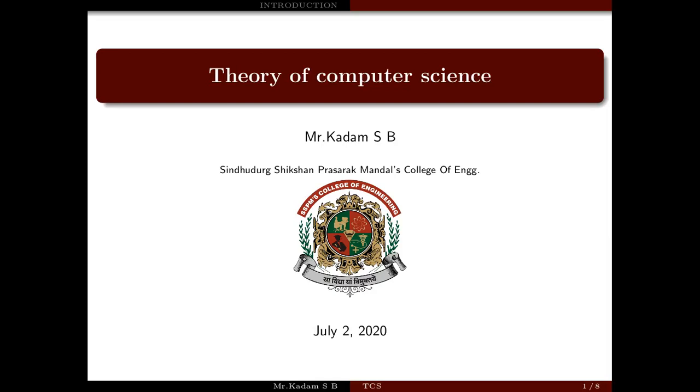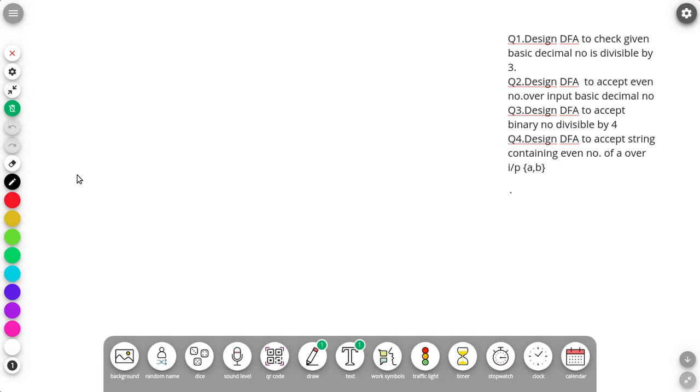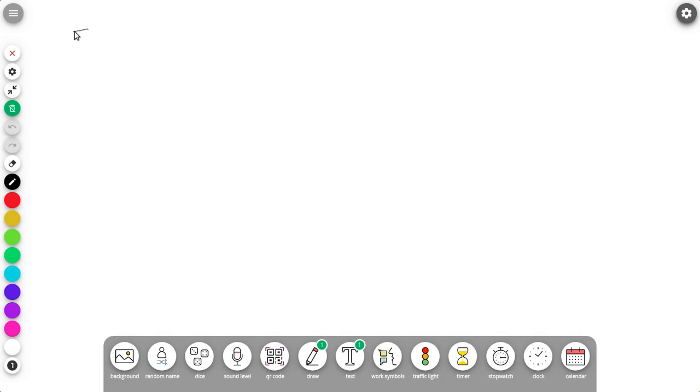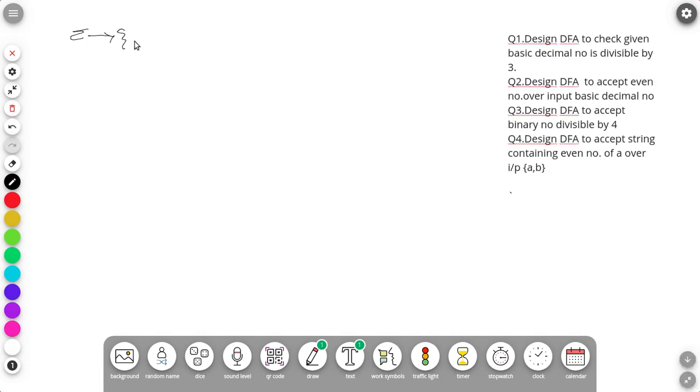In this lecture we'll see whether the given basic decimal number is divisible by 2. That is nothing but whether the given decimal number is even. We are interested in finding an even number. As the problem says the input is a basic decimal number, so our input set for designing the DFA is the digits 0, 1, 2 up to 9.